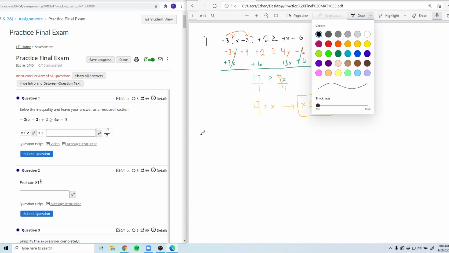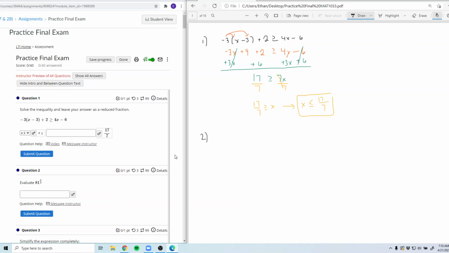All right, number 2. We want to evaluate 81 to the 5/4. Now this is a calculator problem. You can do it by hand, it's possible, but it's probably best to do it with a calculator. The only thing to remember here is when you use exponents in a calculator and you write that caret symbol, you put it in parentheses. Anytime you have an exponent that's not just a whole number and you want to put it in your calculator, put it in parentheses.